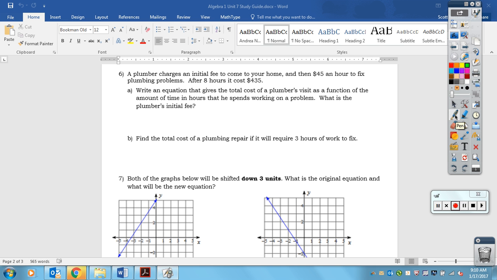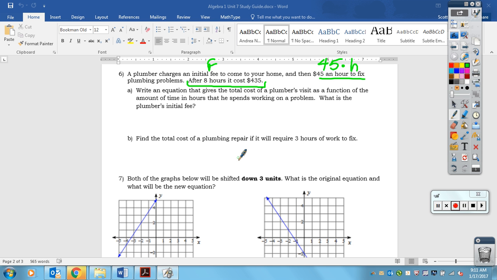Number 6, a plumber charges an initial fee to come to your home. We'll call that initial fee F. And then $45 an hour. $45 per hour would be $45 per hour to fix plumbing problems. An example would be after 8 hours, it costs $435.